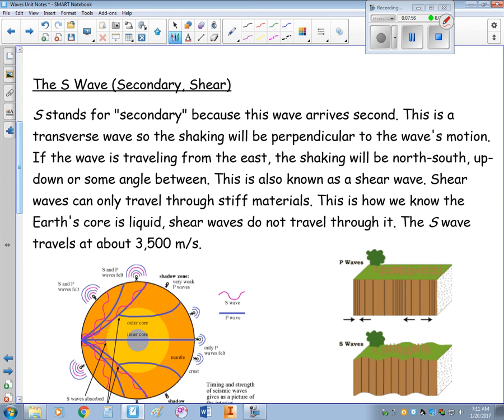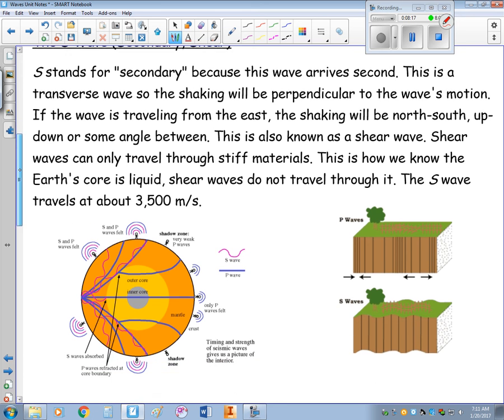It's perpendicular to the wave's motion. So if the wave is traveling from the east, the shaking will be north and south, or up and down, sometimes at an angle between. We call this kind of wave a shear wave. Shear waves can only travel through stiff materials, like rock, and this is how we know the core is a liquid. Shear waves do not travel through the Earth's core.